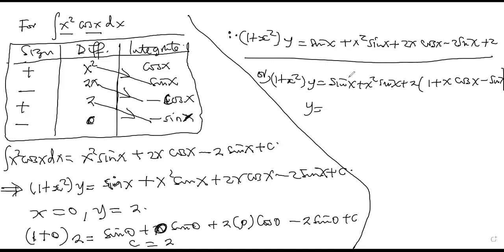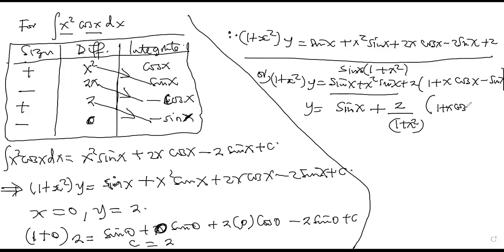here, we can put sin x out on this. So it will be sin x into (1 plus x squared) also. So that when we divide, I've just simplified this further. So it would be y equals sin x, because I'm dividing by 1 plus x squared, which will cancel with that, then plus 2 over (1 plus x squared), then into (1 plus x cos x minus sin x).